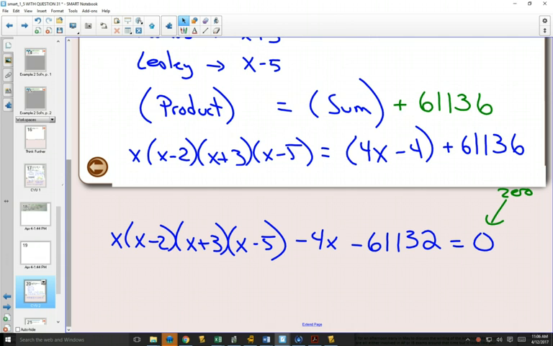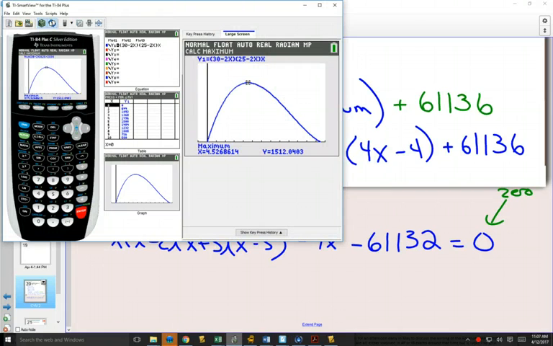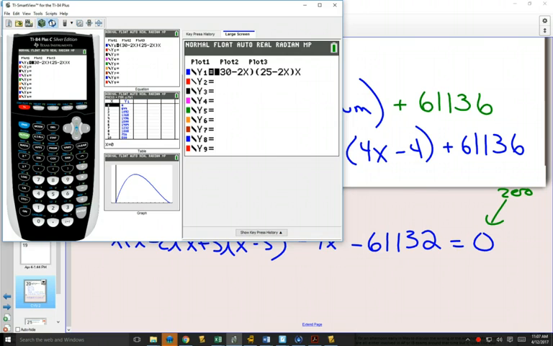If you make one side equal to 0, what you can do on your graphing calculator, clear this out, type in the equation x minus 2. Is it x minus 2, x plus 3, x minus 5? Okay, good. Minus 4x minus 61,132.